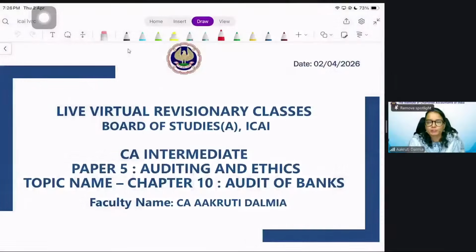Okay. So we'll be starting with our next chapter, Audit of Banks. Very interesting, fun chapter, I think. Very scoring chapter also. It appears to be a little lengthy, but when you sit to study it, you'll realize that it's not very theory intense and it's more conceptual intense, and you can easily score marks if you know 6 to 7 concepts very strongly. And we'll be revising those through the medium of our revision class today.